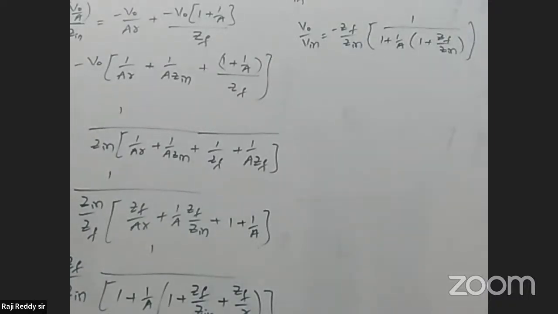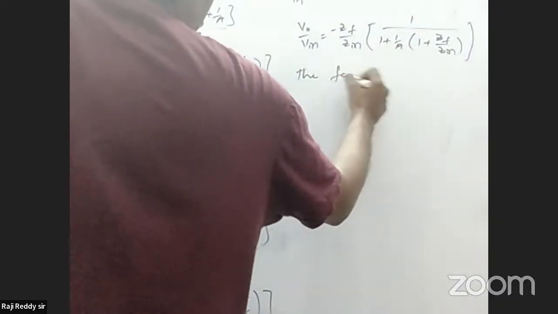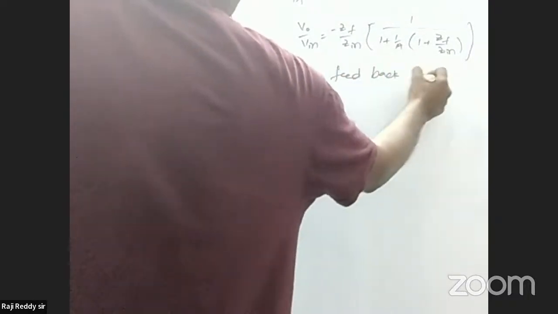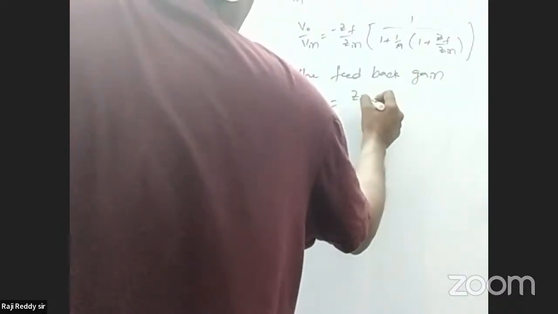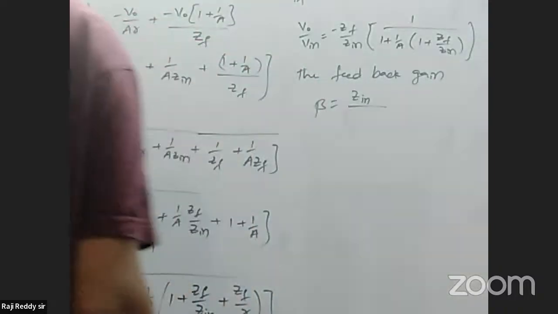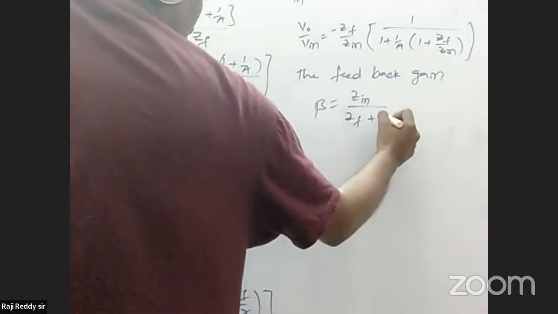Next, we can take it as the feedback gain. The feedback gain, that is beta, is equal to the input impedance: beta is equal to Zin by ZF plus Zin.